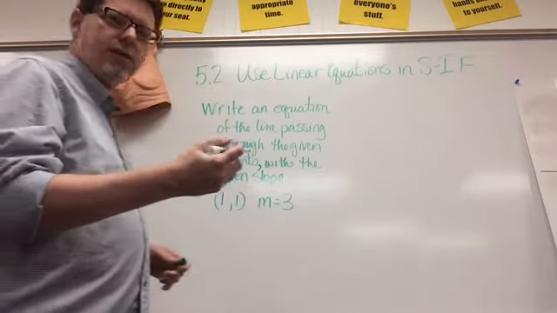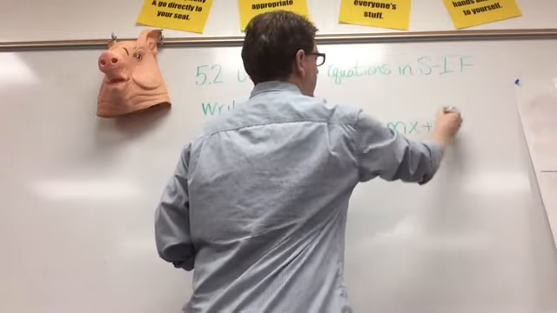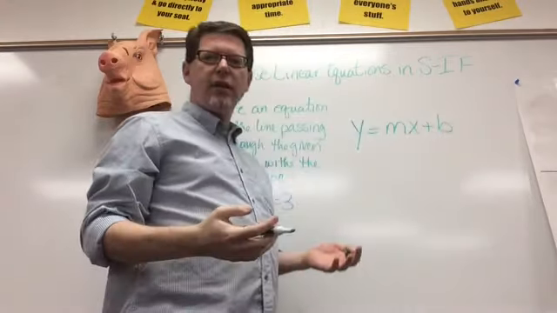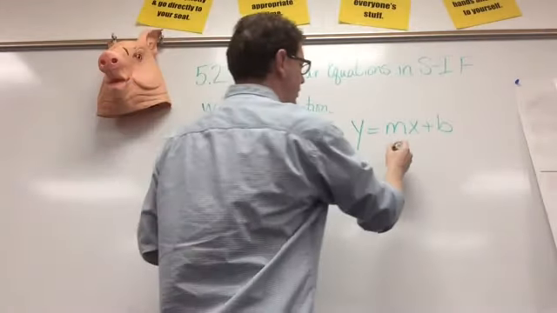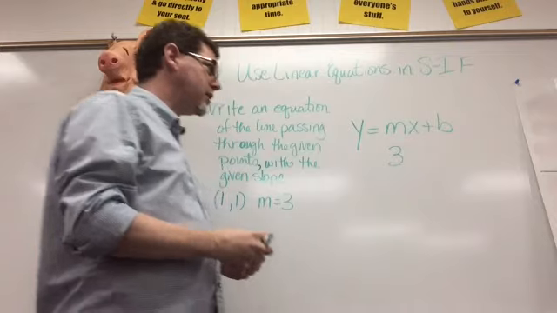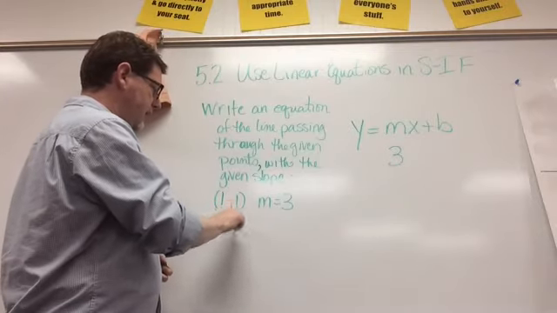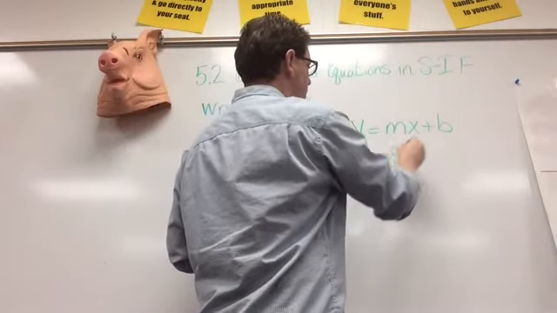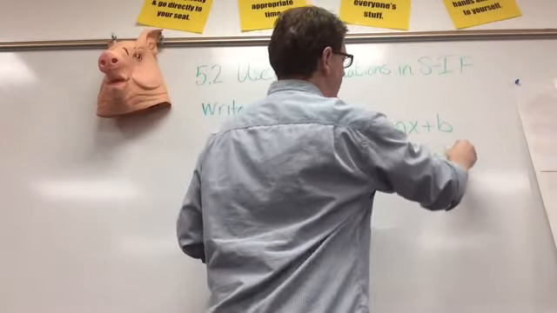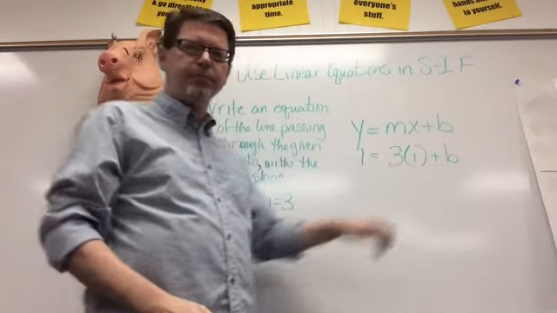I know that the equation is y equals mx plus b. So let's fill in everything that we know. They tell us that the slope is 3, so I'm going to write the 3 for my slope. Well, they give me a point, which is the x and the y, so I can plug the x and the y in. So 1 equals 3 times 1 plus b. And now that we have these three numbers, we can solve for b.